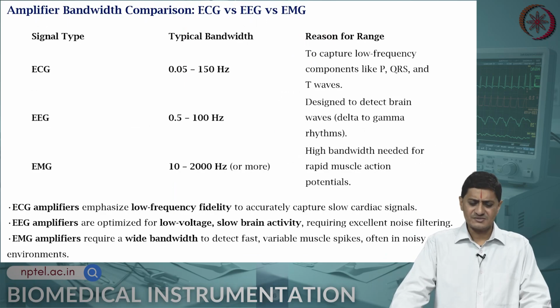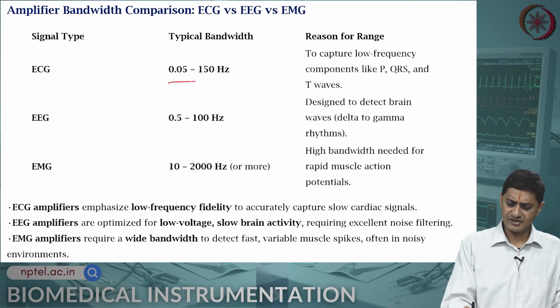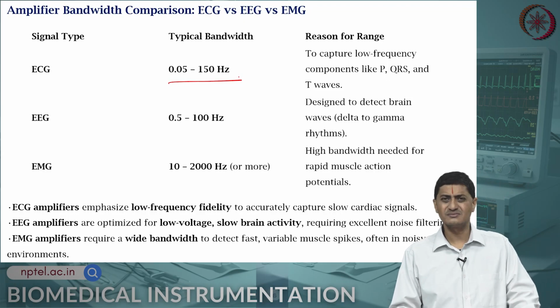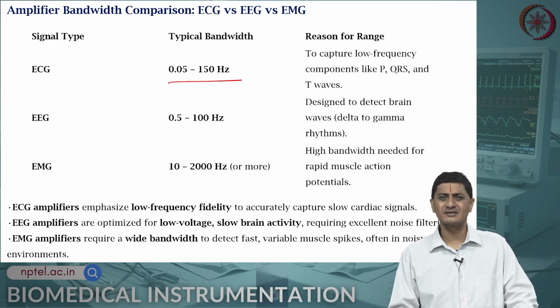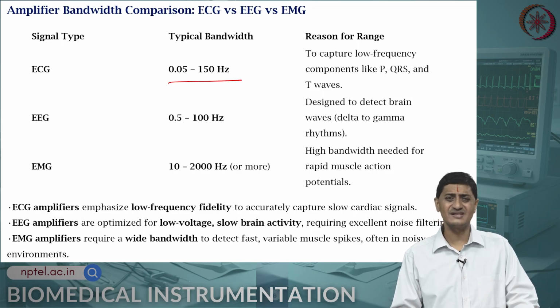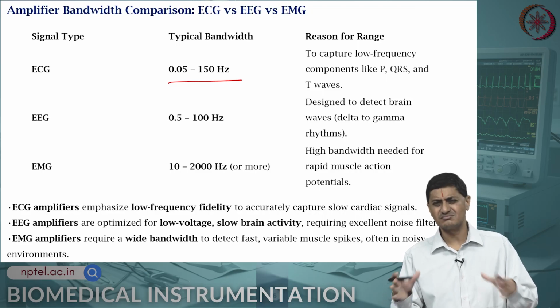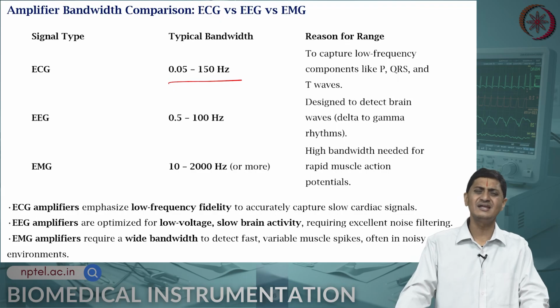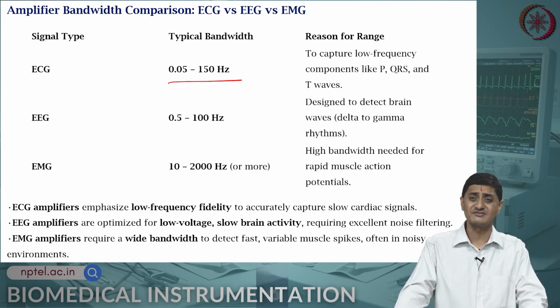ECG typically has bandwidth between 0.05 and 150 hertz, because we are interested in capturing the low frequency components like PQRST waves. EEG typically has bandwidth from 0.5 to 100 hertz, to detect brain waves. What are the waves? We saw alpha, beta, gamma, theta and delta, the various rhythms of the brain. EMG bandwidth is between 10 and 2000 hertz, or typically more. This needs high bandwidth for detecting fast or rapid contractions of the muscles.